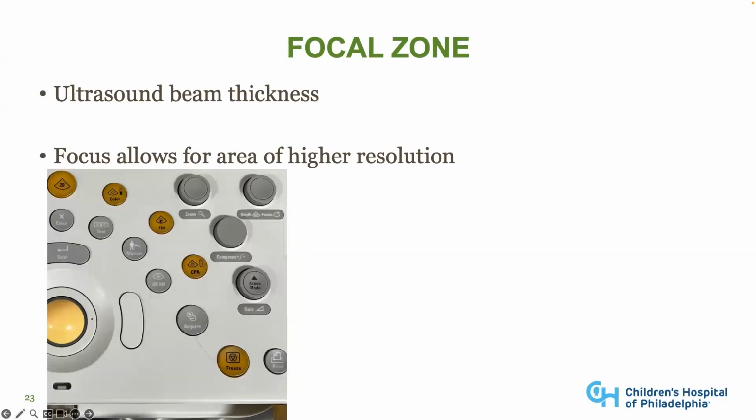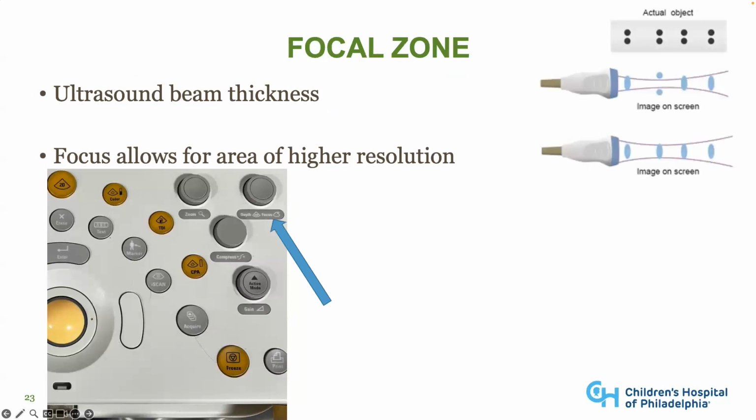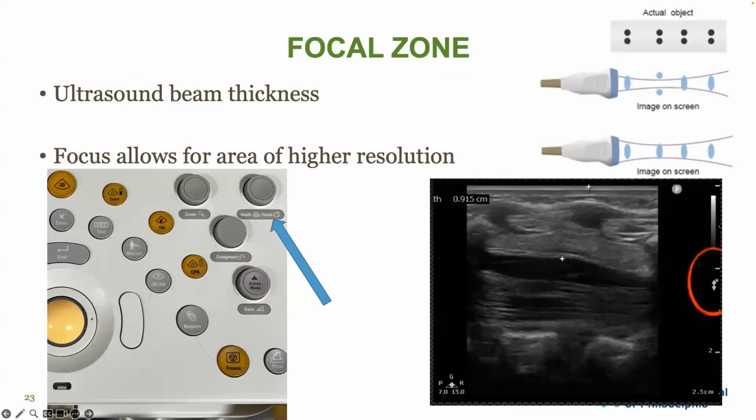The next thing is focal zone. We talked about this a little bit when we were talking about the physics of things, right? As we're going through the focal zone, I can change that area where the beam is most focused, where you can differentiate two objects the best, right? I can move the focal zone from the middle of this beam to the bottom of this beam or to the top of this beam. So it lets you have better resolution in that area of the focal zone.